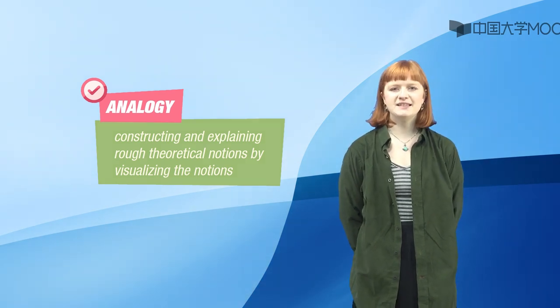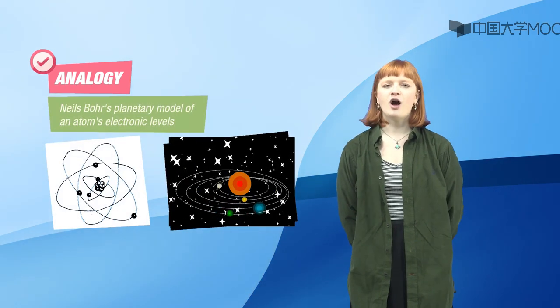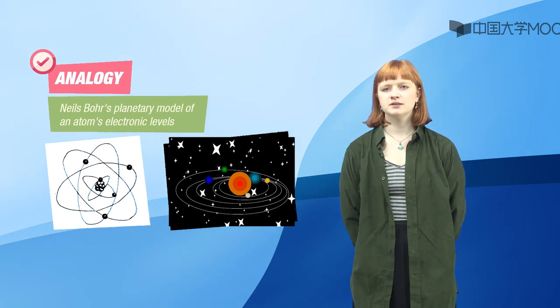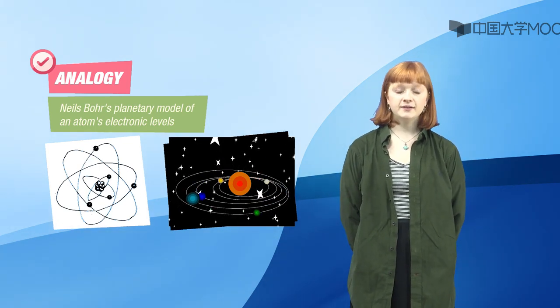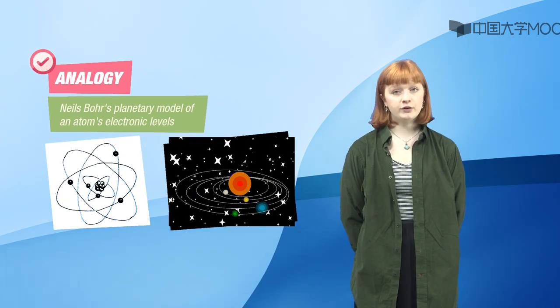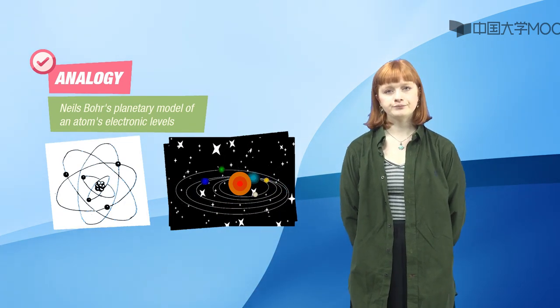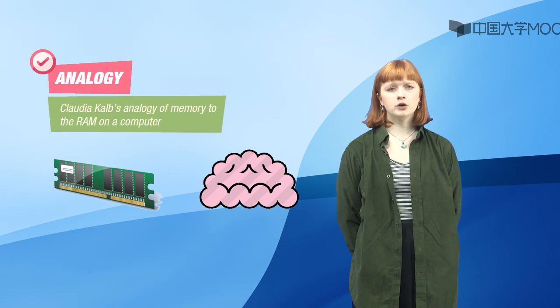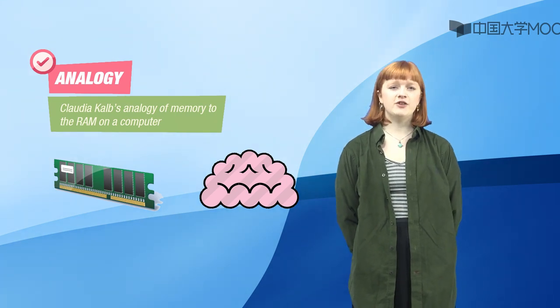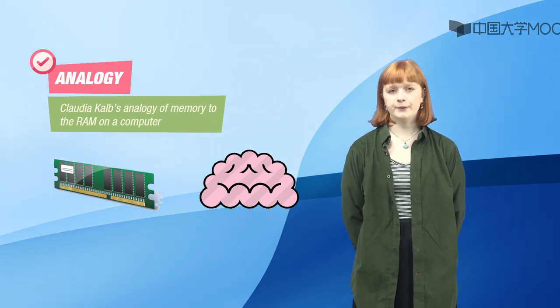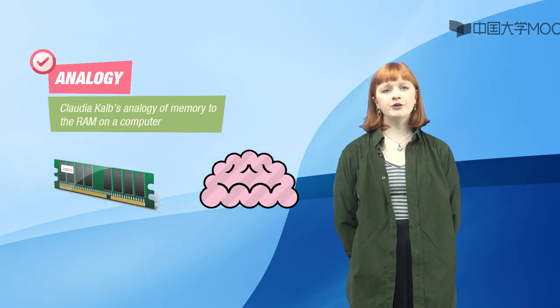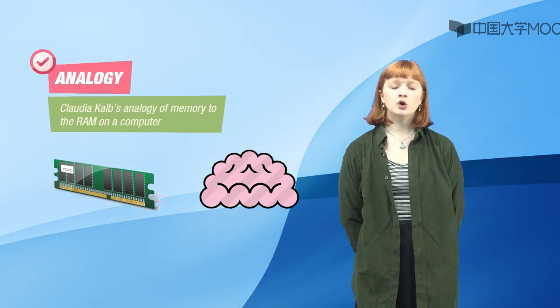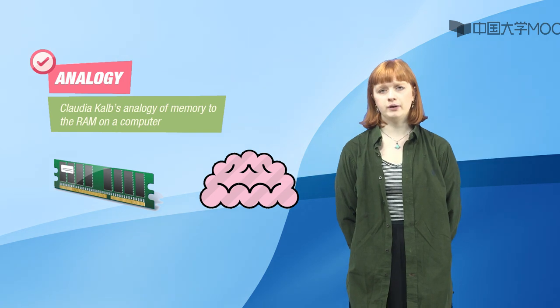An example is Niels Bohr's planetary model of an atom's electronic levels. It drew an analogy between the solar system model and the electrons revolving around the nucleus of an atom. Another is an example of Claudia Caleb's analogy of memory to the RAM on a computer. It enabled a clearer understanding of notions, short-term memory and long-term memory.